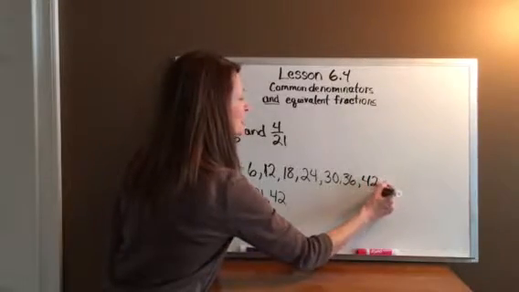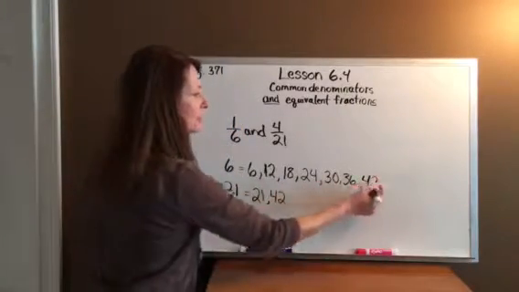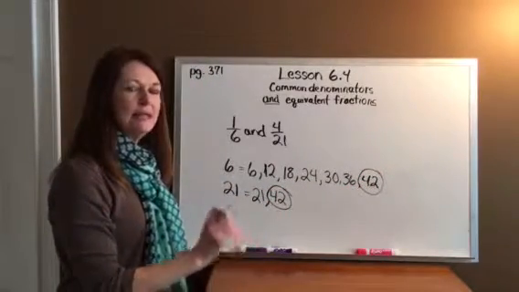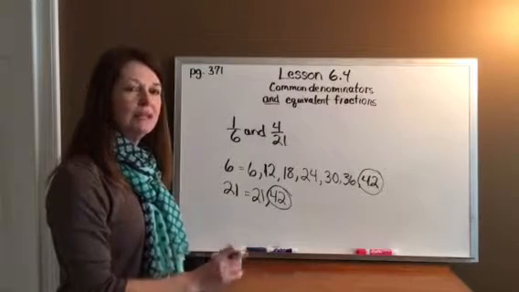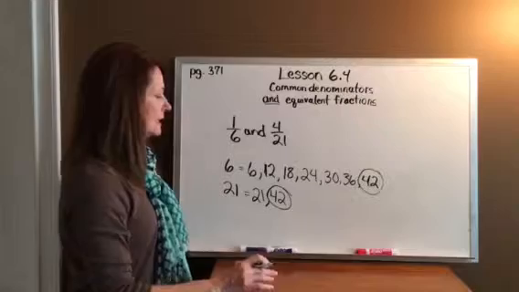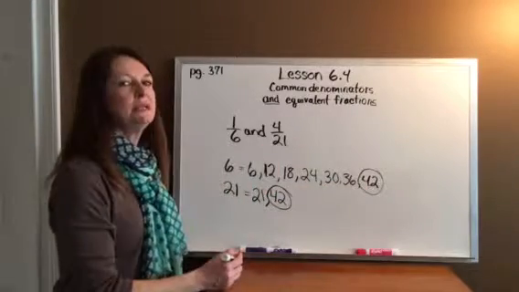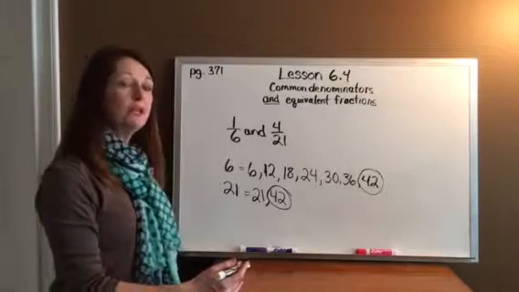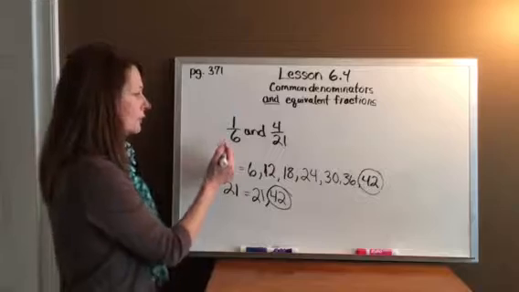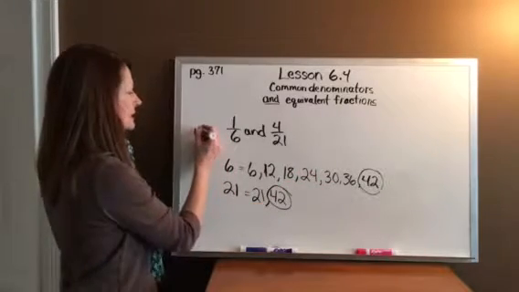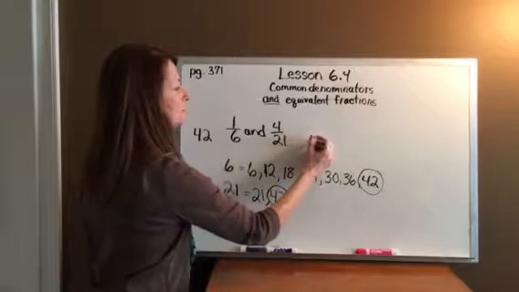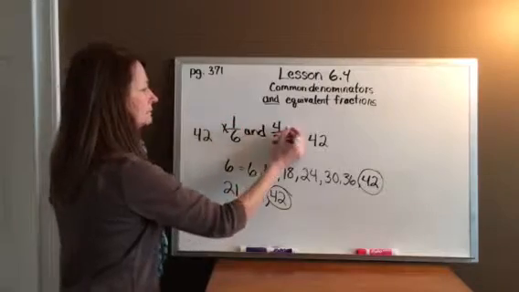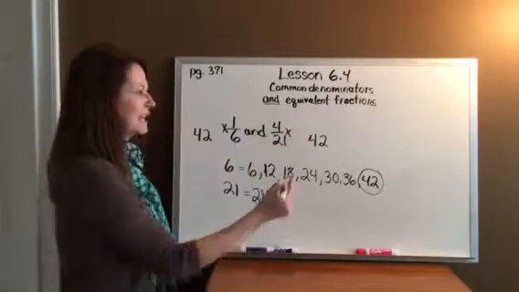All right, 42. So I have found that as I go along here, 42 is the first multiple that I come to. It is my least common multiple, or my least common denominator. So 42 would be a common denominator for these. And if I wanted an equivalent fraction with 42 as my denominator, I would put my 42 up here, and then I would multiply the top and the bottom by the same number.